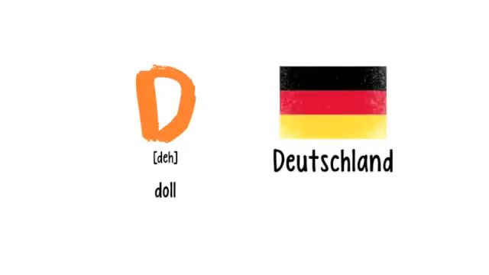D. D sounds like the D in the word doll. Here we have the example of the word Deutschland, Deutschland, which means Germany.